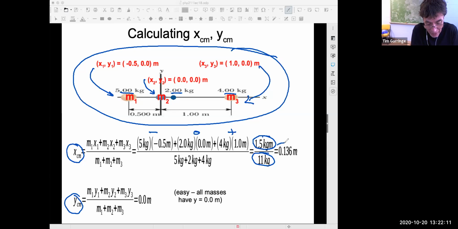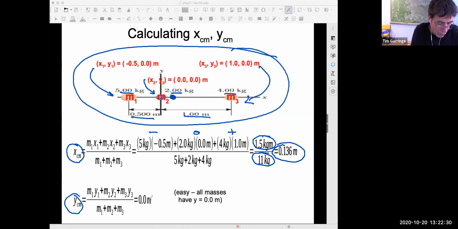And so my X coordinate of center of mass is about 14 centimeters. This was 1 meter here. This is half a meter here. 14 centimeters is somewhere in here. So I marked the location of the center of mass.